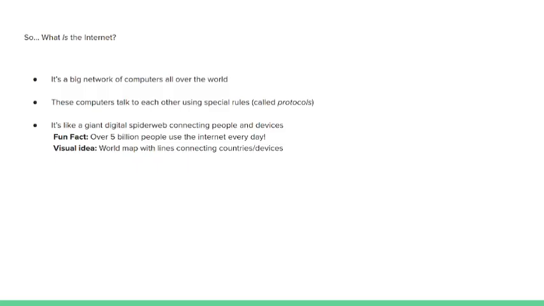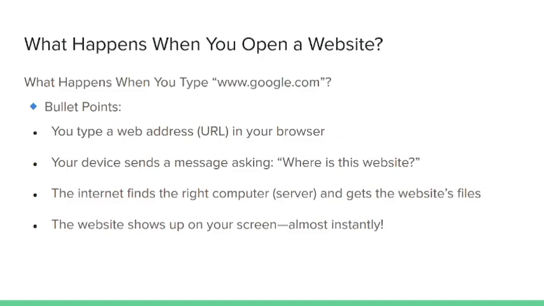So, what is the internet? It is a big network of computers all over the world. These computers talk to each other using special rules called protocols. It's like a giant digital spiderweb connecting people and devices. Over 5 billion people use the internet every day.